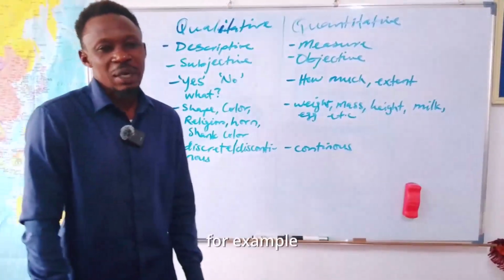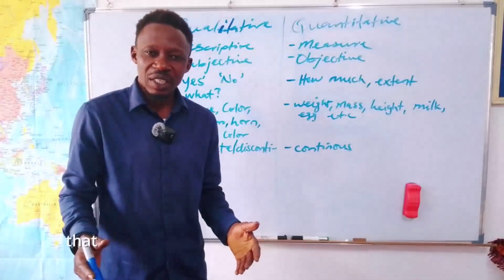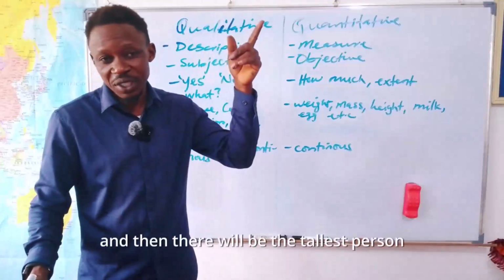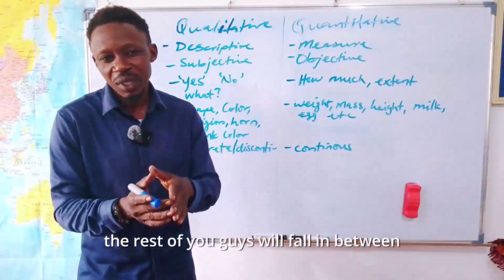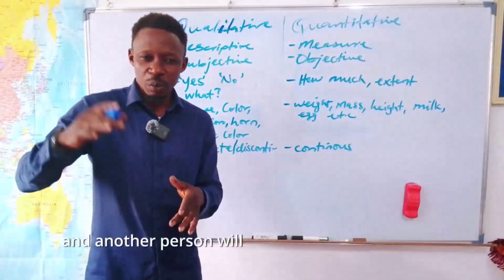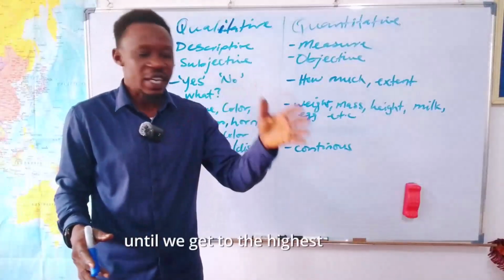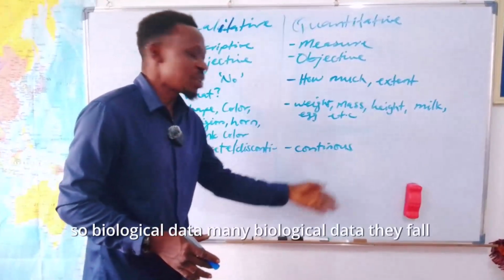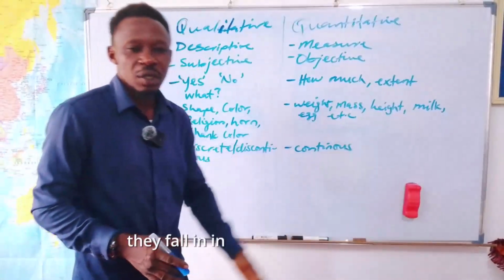A lot. For example, we want to group you in your classroom now according to height. You will agree with me that there will be the shortest person in the class, and then there will be the tallest person. In between the shortest and the tallest, the rest of you guys will fall in between. There will be someone who will be slightly taller than the shortest, and another person will be taller than that person. The next person will be taller than that person until we get to the highest person. So many biological data fall under here, whether it is blood pressure and what have you, they fall in between this group.